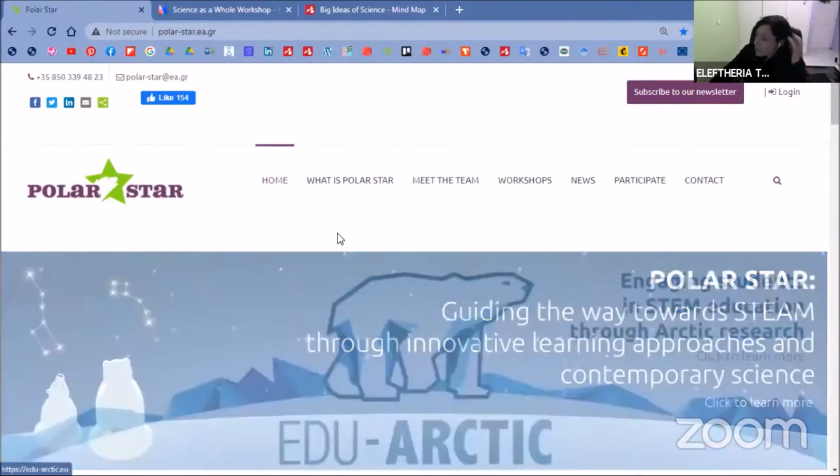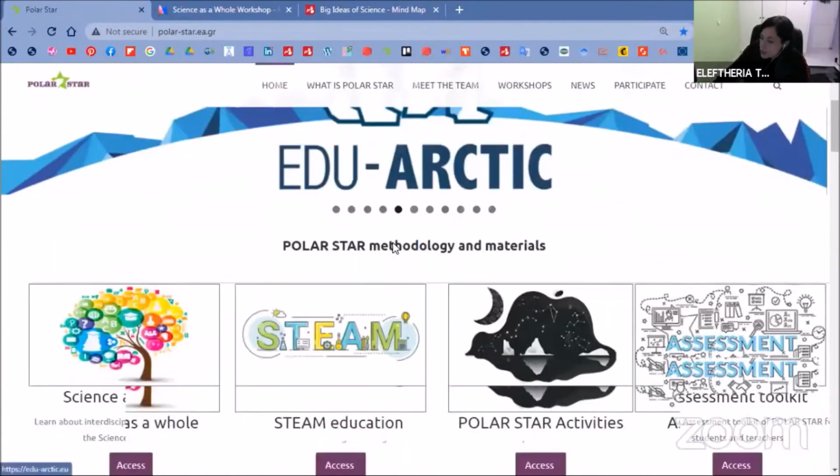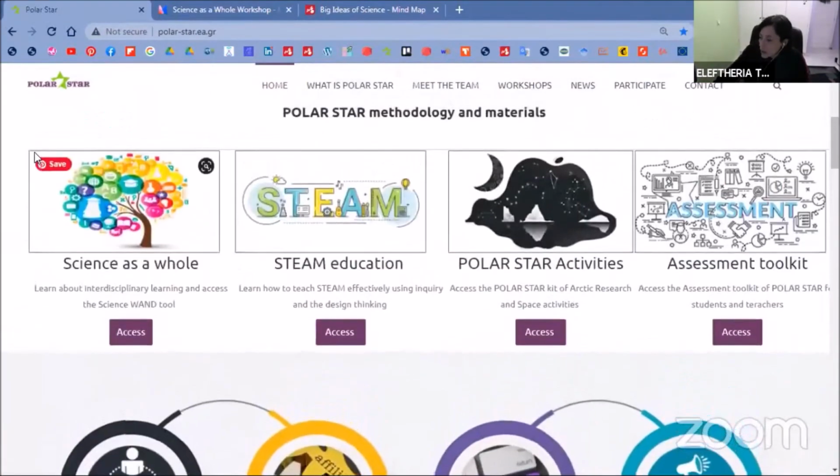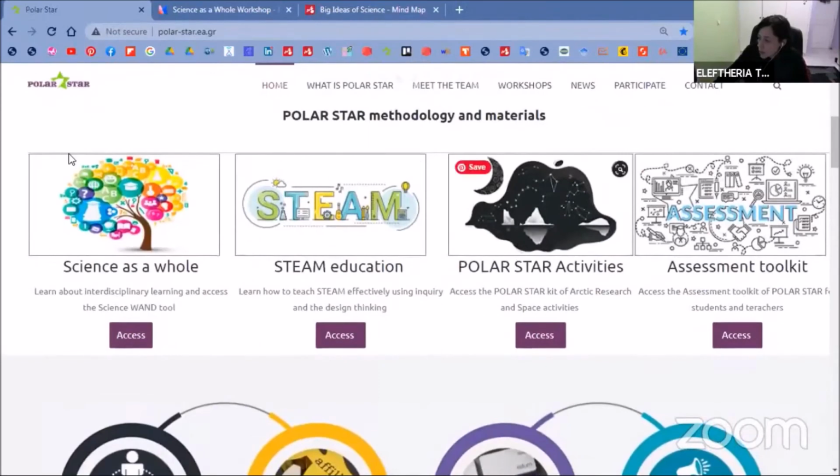So this is our website, and you can find everything here. These are the parts where you will find our methodology and our activities. When it comes to interdisciplinary projects, we obviously have the Polar Star activities to offer, which we will start releasing from next week. The STEAM education part of the methodology focuses more on how to design your own STEAM activities. And this is where you will find more or less everything that we have been talking about.